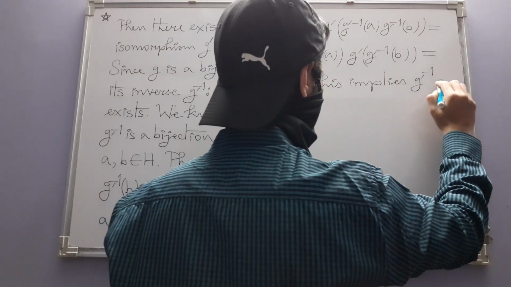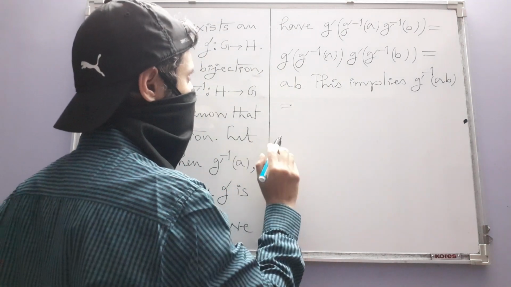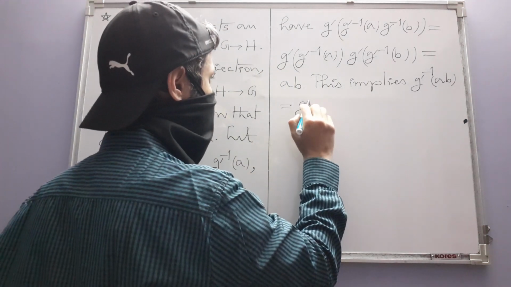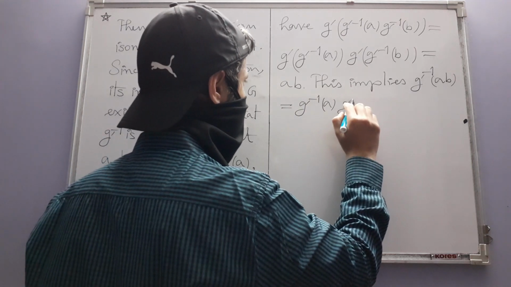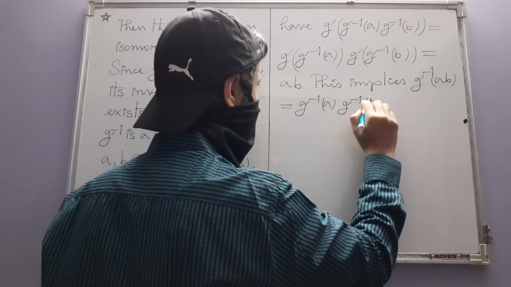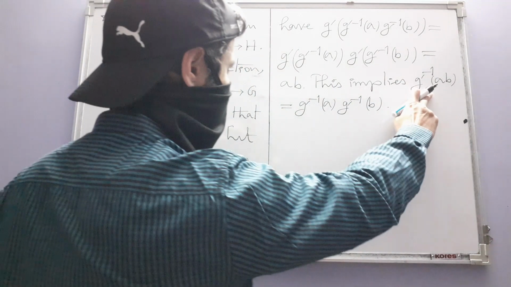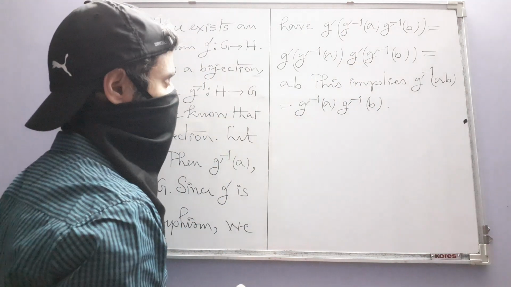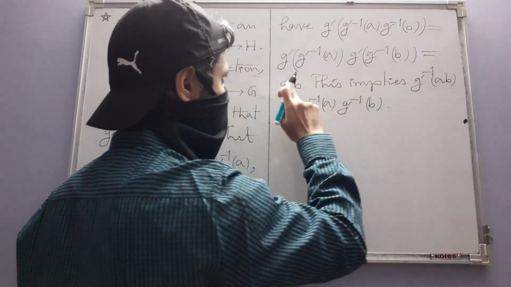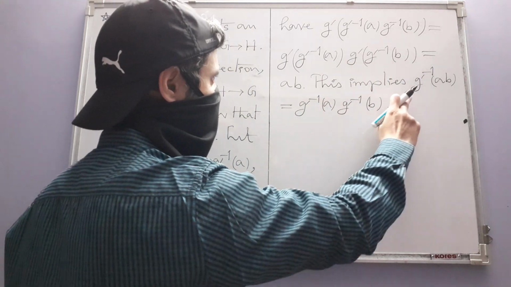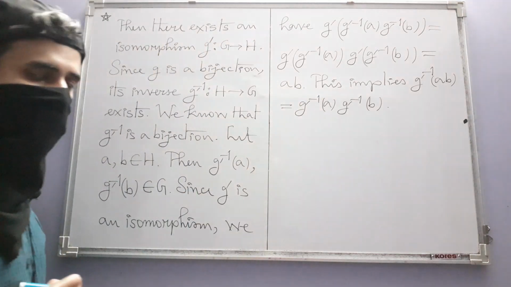G prime inverse of AB is equal to G prime inverse of A times G prime inverse of B. Do you see how we are concluding this from this one? Because the G prime image of this is AB. So the G prime inverse image of AB will be this. That's what we have written.